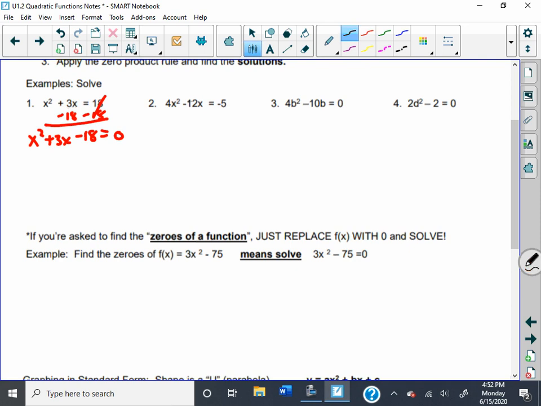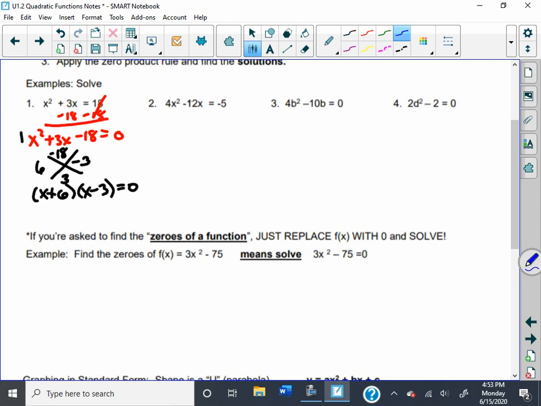I have a trinomial, so I'm going to use my x. Negative 18 goes on top and 3 goes on the bottom. So two numbers that multiply to negative 18 but add to 3. 6 and negative 3. I'm leading off with a 1 in front of that x squared, so I don't have to divide by 1. So the factors are x plus 6, x minus 3 equals 0. Okay, so I factored it. Now I'm going to solve it.